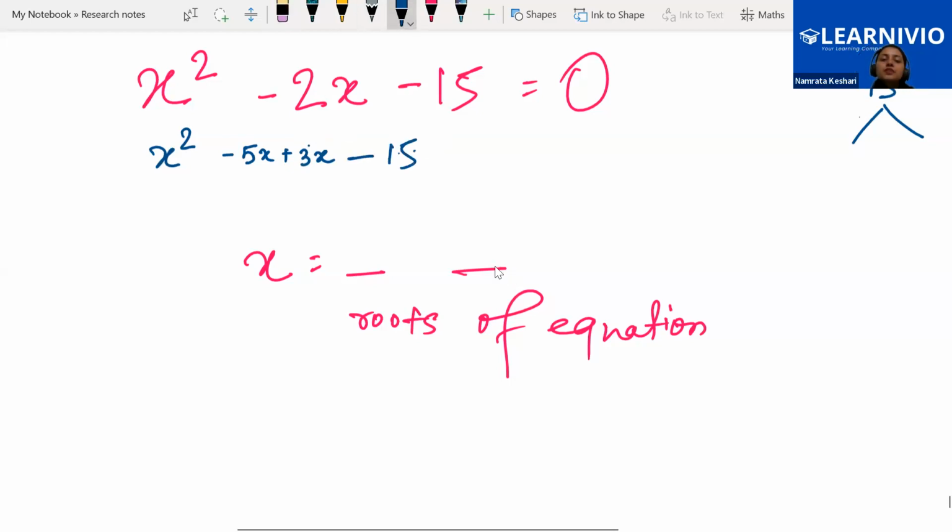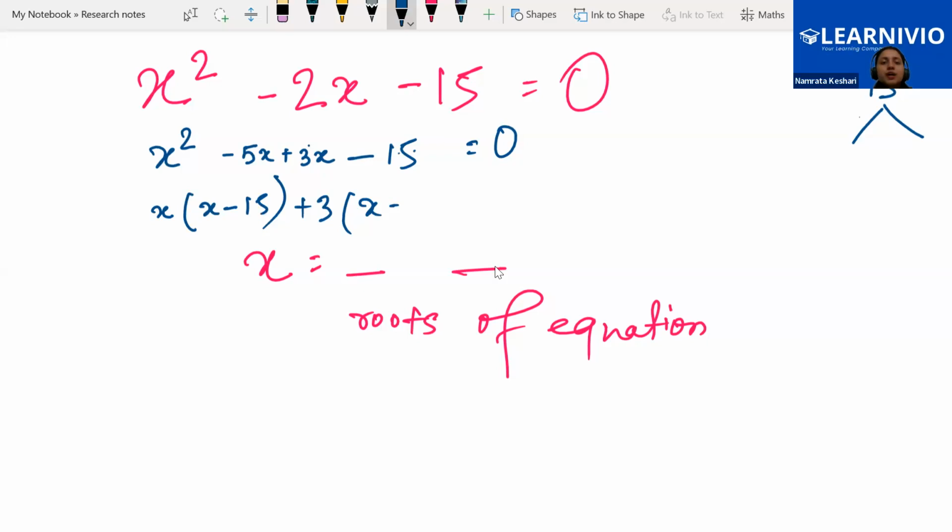Minus 15 is equal to 0. Now from the x terms we will take out the common factor x, and we will be having x minus 15. From the 3 we will take out the common factor, we will be having x. Wait. 5 we will be having, no, 15 and 10. x minus 5, both the brackets are the same. We end up getting in one bracket x plus 3, in another bracket x minus 5 is equal to 0.